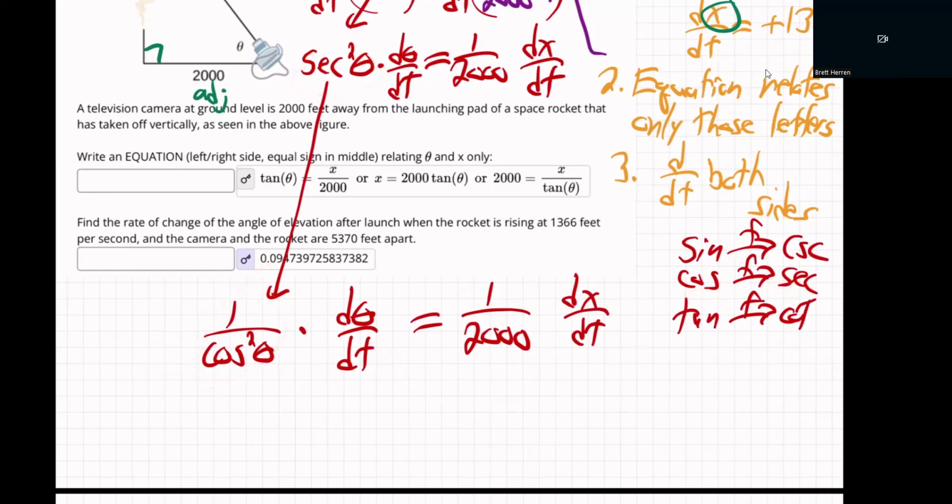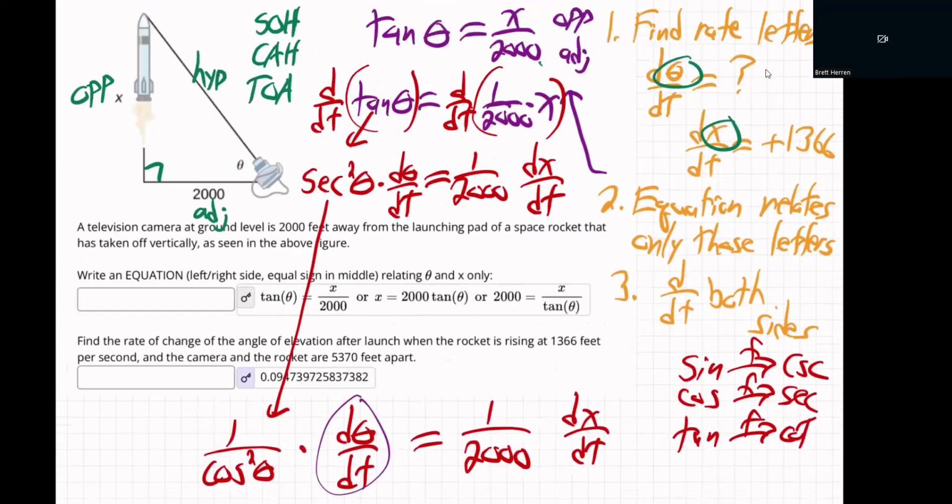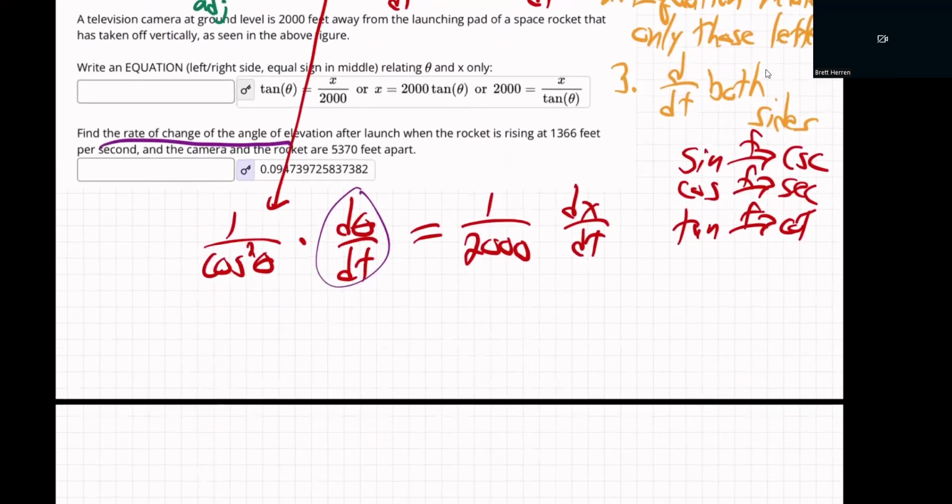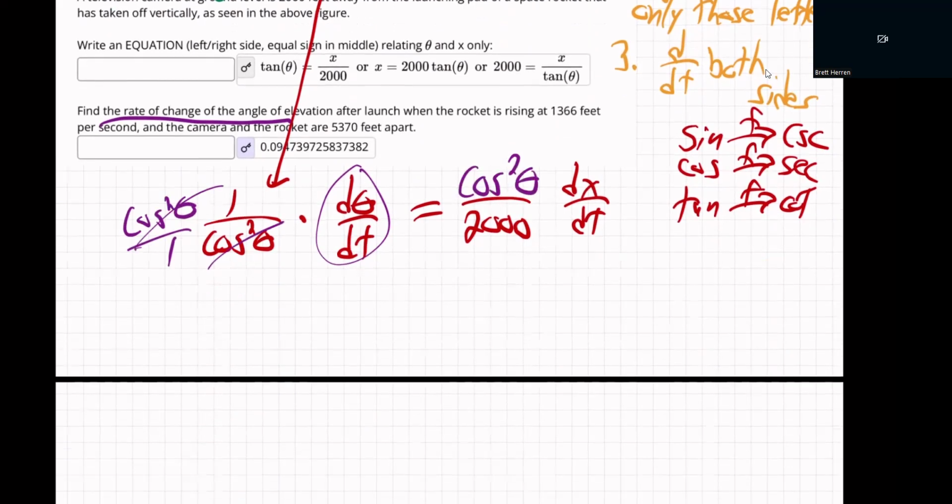So we're trying to solve for this bad boy right here, d theta dt. That's what they're asking us for, right? That's what they said. Find the rate of change of the angle. So how are we going to do that? Going to multiply both sides by cosine squared theta over 1. Cancels out. Same thing here. In fact, I'll just stick it on the top. That's okay. So let's multiply both sides by cosine squared.